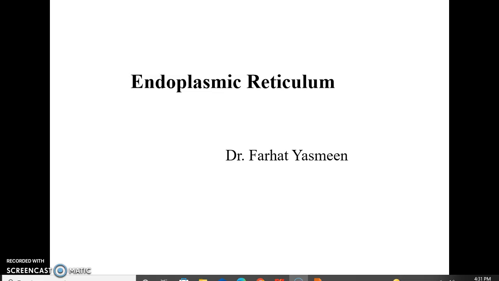When we view it through an electron microscope, the ER, or endoplasmic reticulum, appears to meander throughout the cell, which means it seems to be spread throughout the cell. Endoplasmic reticulum is mostly abbreviated as ER, and this term was first coined by the scientist Porter.